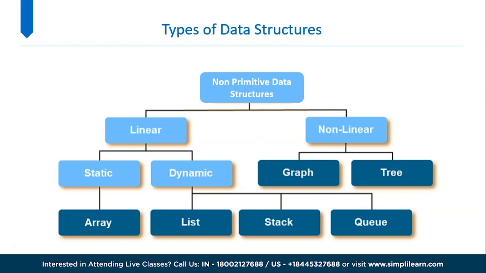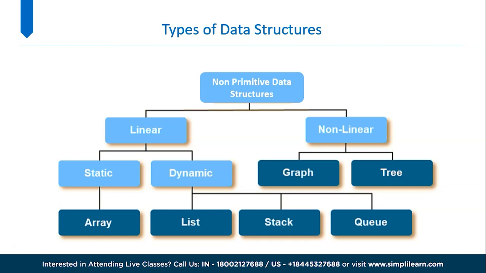And non-primitive data structures are again classified into linear and non-linear data types. When I say linear data structure, it basically maintains a linear relationship among the elements, which is known as a linear data pattern or a linear data structure. Here the data is arranged in a linear fashion. For example, array, list, stack, and queue are some of the examples of linear data structure.